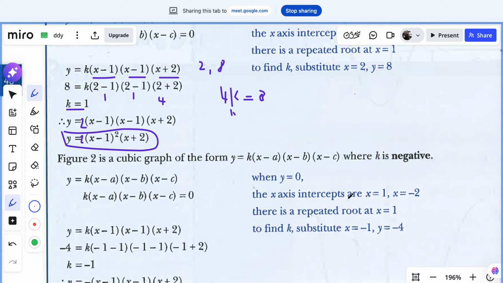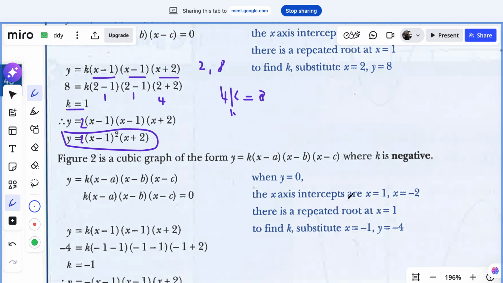Once you get your k, you substitute it back into the original equation. So that would be the equation they want you to find. You say negative 1. You know in maths, you don't need to write the 1, just a minus, but whether you write it doesn't matter. So you say minus (x minus 1)(x minus 1)(x plus 2). Since this is a repeated root, you just say x minus 1 squared into x plus 2. This will be your equation of the graph.